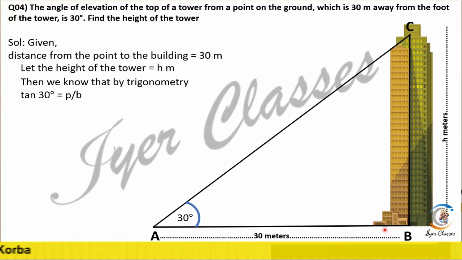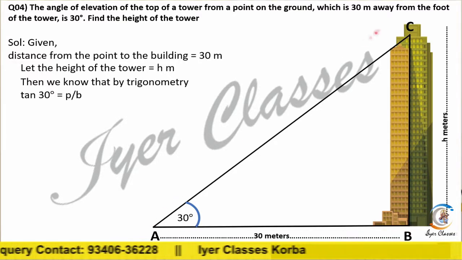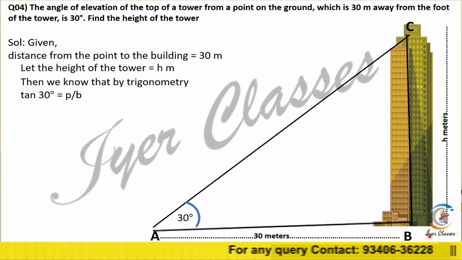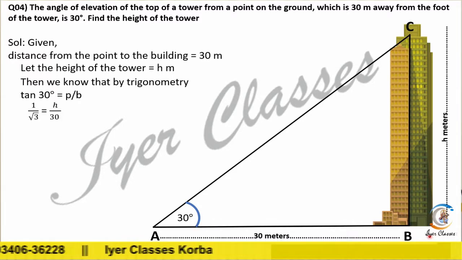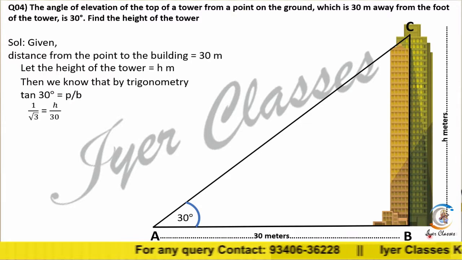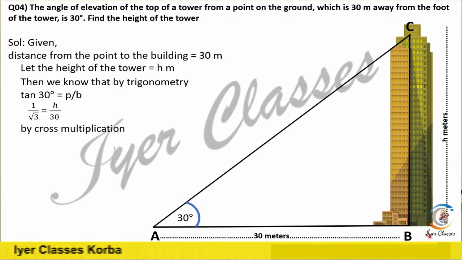Now we know from trigonometry, tan theta is equal to perpendicular by base. So in the triangle ABC, BC is the perpendicular and AB is the base. So what is tan 30? Tan 30 is equal to perpendicular by base. So put the value. Tan 30, you know, is equal to 1 upon root 3. The perpendicular is the height of the building, which is equal to h, and the base AB is equal to 30 meters.